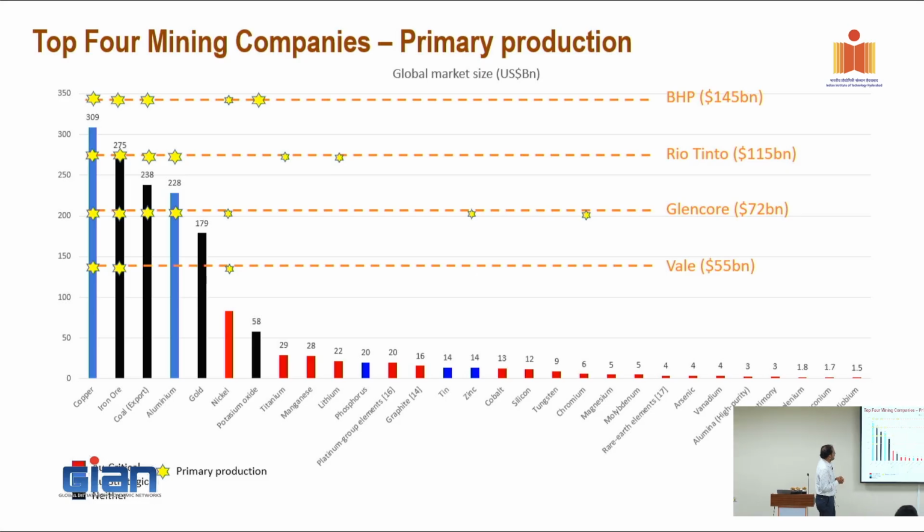BHP is 145 billion, right? That's close to Telangana's GNP. Yeah, GNP.